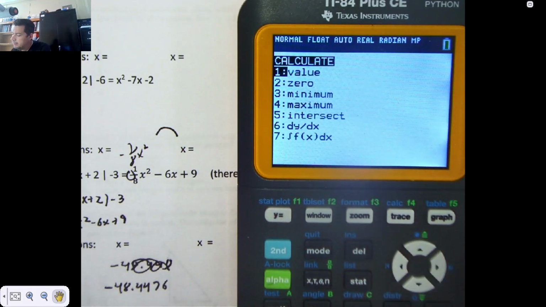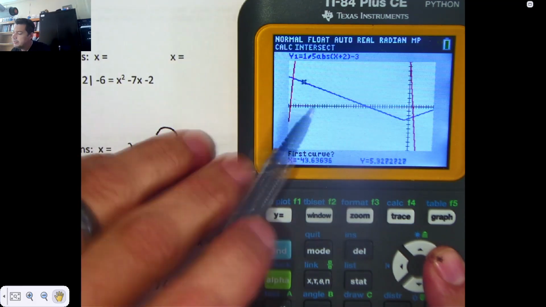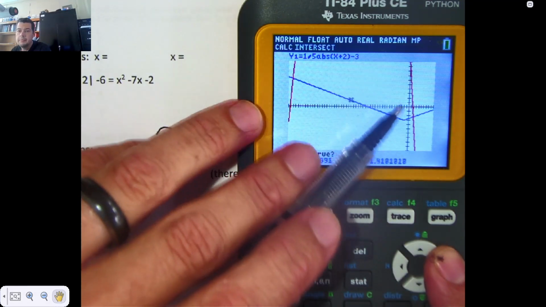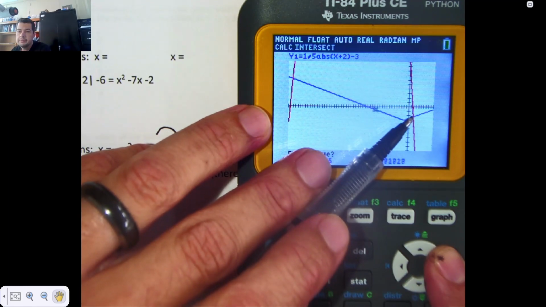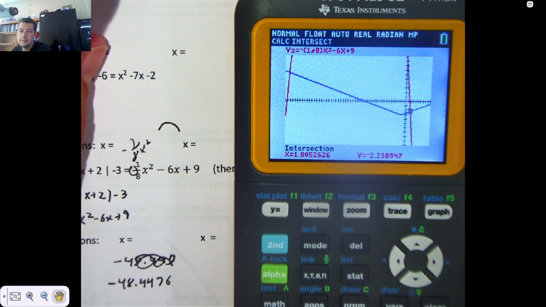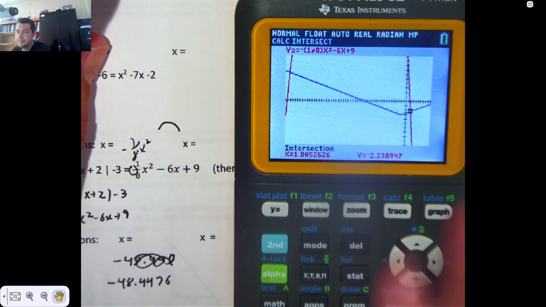Second trace again, 5 for intersect. Take your little cursor, and notice I'm just holding down this right cursor button, and I'm going to get it right about there. And when it gets there, I'm going to press enter once, twice, thrice. So enter, enter, enter. 1.8053.